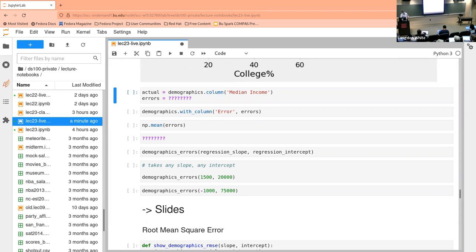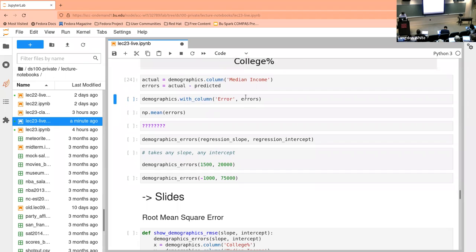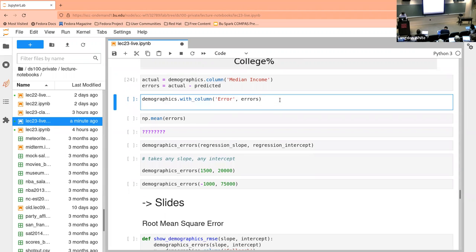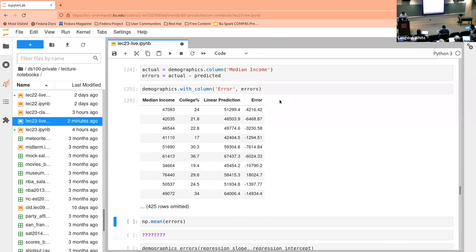So now we want to get to the errors, right? So what do we do to get to the error? Exactly. So the actual minus the predicted. So that gives us our errors, and then we're going to throw it in the table, but I'm going to print. Oh, no, this is going to print. Never mind. And so now we see the difference between our linear prediction and the actual values.